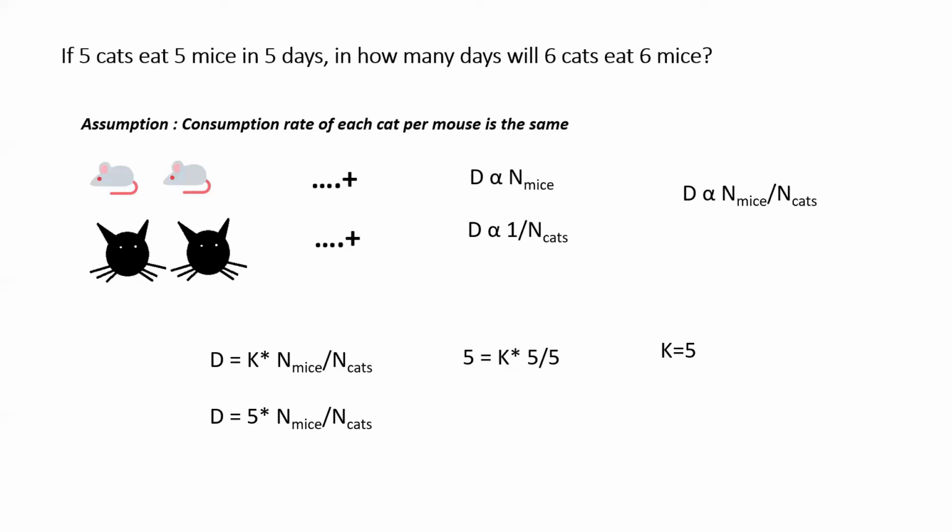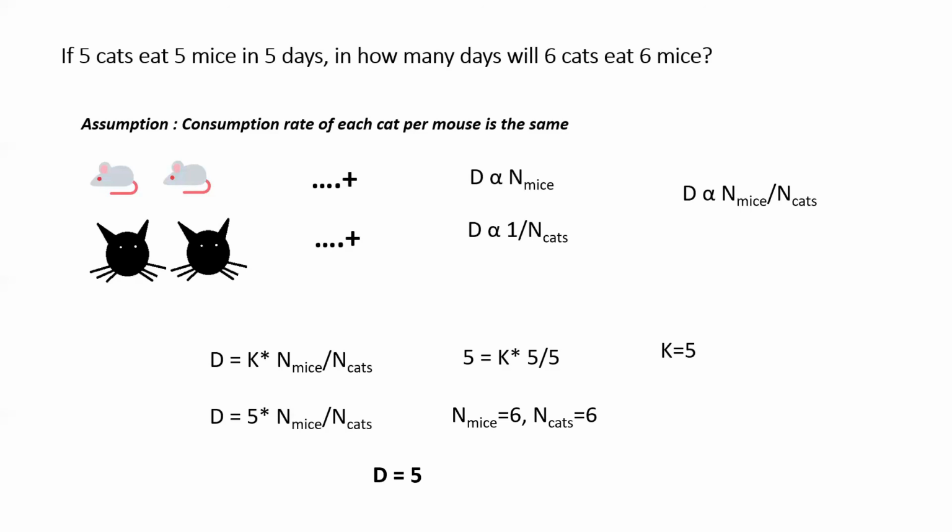Now we can just plug in the number of cats and number of mice the question asks. In this case, N mice is 6 and N cats is 6. So D becomes 5 into 6 by 6, which is 5. So in how many days will 6 cats eat 6 mice? Assuming that each mouse is identical, and the consumption rate of each cat is also the same, then the number of days in which 6 cats will eat 6 mice is 5. The number of days doesn't change because we have the same ratio of cats to mice.